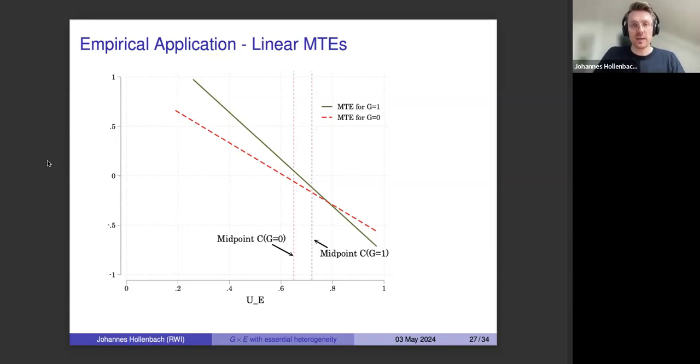The way you would calculate local average treatment effects using marginal treatment effects is as a weighted average of marginal treatment effects. As the weights, you would use the density of the compliers along your UE, which is the distaste for taking on education. With linear marginal treatment effects, this turns out to be the midpoints, which makes it easier. You just take the midpoints of each of these lines and then calculate vertically the differences between these lines. That will give you the true gene-environment interaction effects.